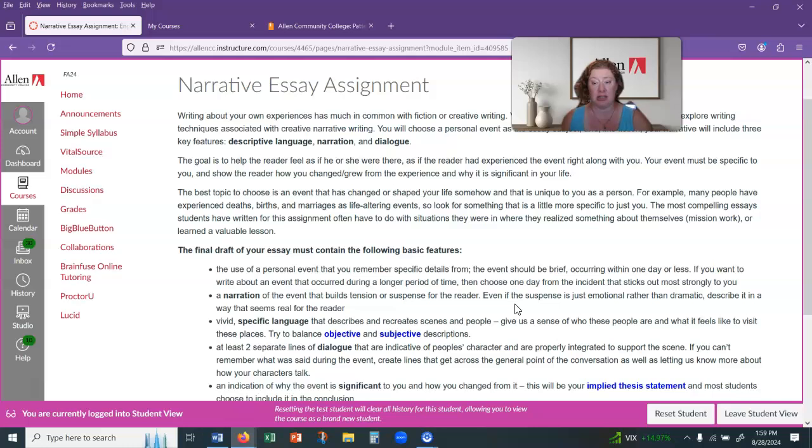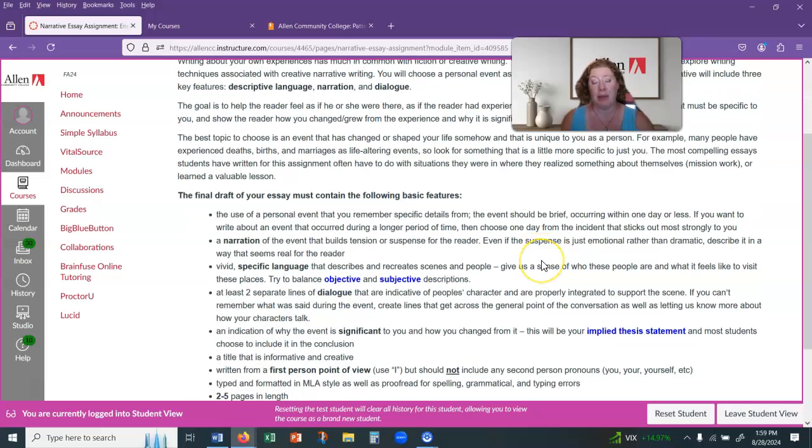So there's a lot of different incidents that you can use, but the basis for the essay is you are telling the story, and the key focus of this is exploring why it was significant and how you changed from it. So what did you learn from this experience?